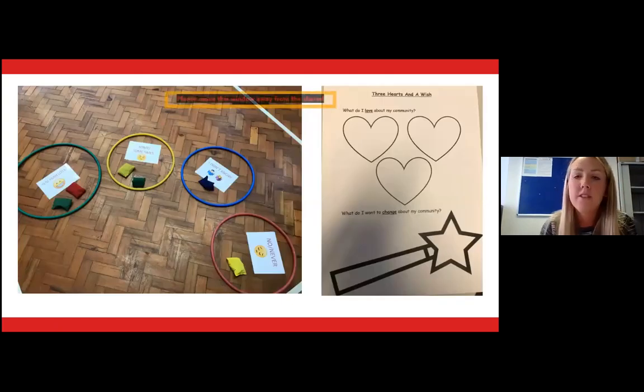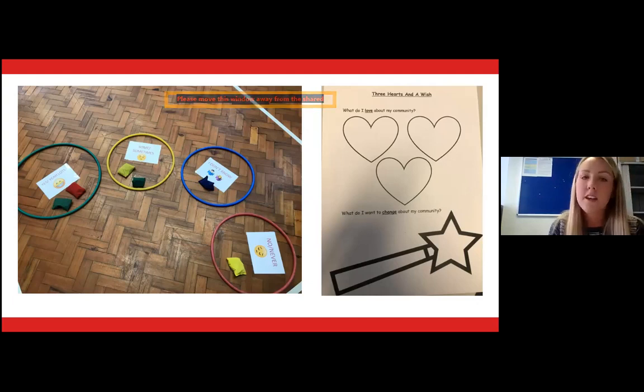So there's a couple here of what we've used. We've used the beanbag activity, which is really good. The idea is each child has a beanbag, and there are four hoops: one that says yes, one that says sometimes, I don't know, or no, never. And we read out some statements, again, to do with our objectives.